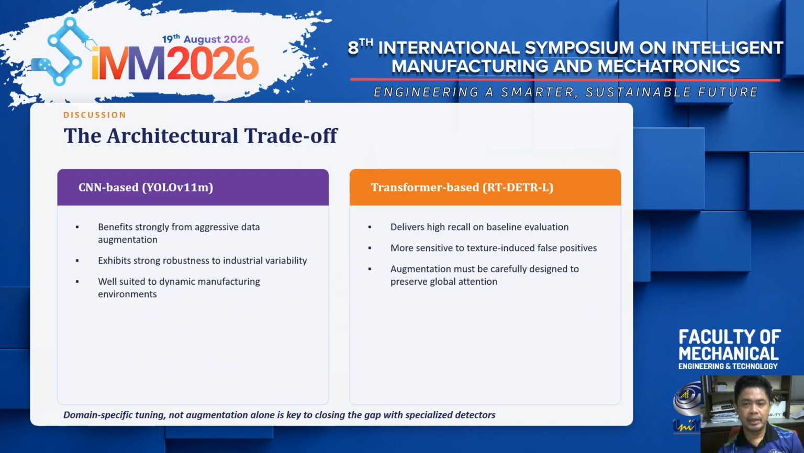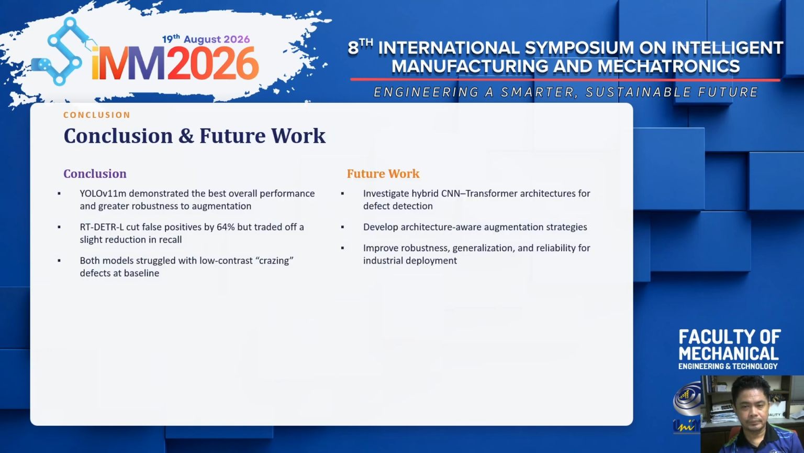CNN-based models like YOLOv11M benefit strongly from aggressive augmentation and handle industrial variation well. Transformer-based models like RT-DETR give good recall but are more sensitive to background texture and to augmentation. This shows there is a real trade-off between the two architectures.